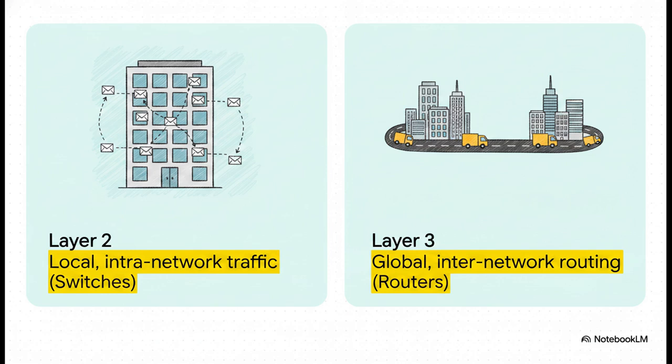Think of it like this. If a switch handles the mail inside your specific office building, the router is the fleet of trucks moving the mail between completely different cities.